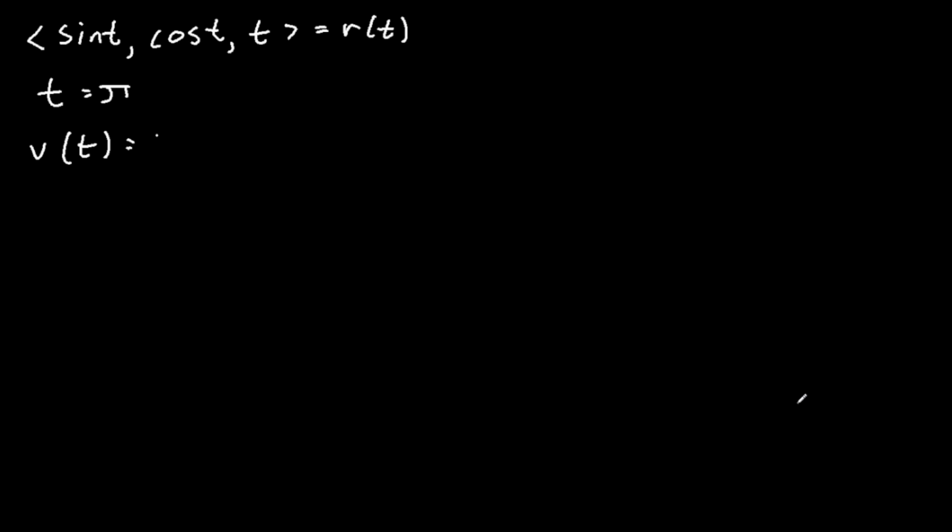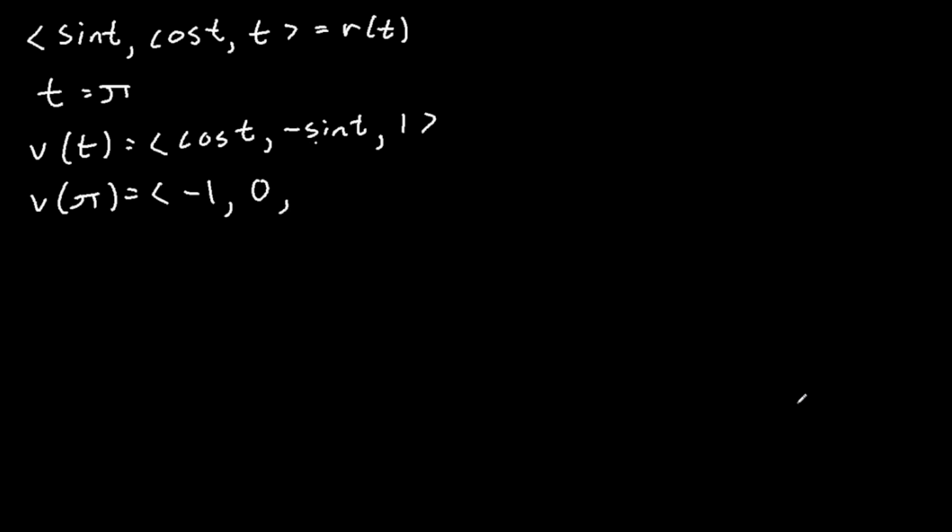The velocity equation is just a derivative of all the components of the position function. So derivative of sine is cosine. Derivative of cosine is negative sine of t. Derivative of t is just 1. So let's plug in pi for the velocity function to find the vector that is parallel to the tangent line. And when you plug in pi to cosine, what do you get? Negative 1. Pi to sine is just 0. And pi to 1, you can't plug that in, so you just get 1.